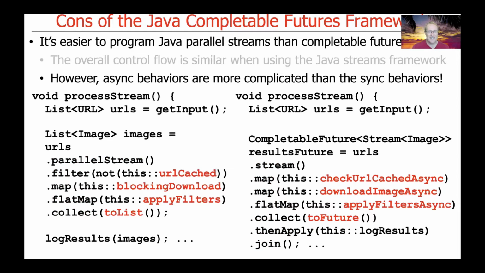And the reason why this is the case is because the Completable Futures version is doing asynchronous processing. So we've got to deal with things like collect and then supplyAsync and supply, then applyAsync and supplyAsync and all this good stuff. So there's just more things going on there that have to be thought through.